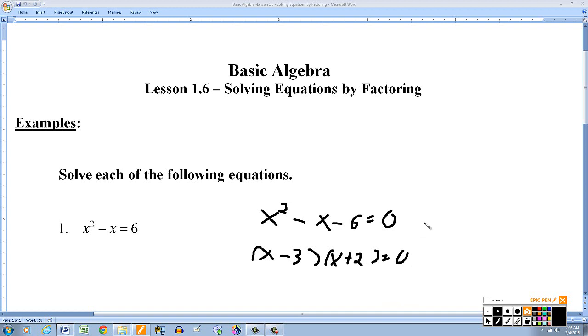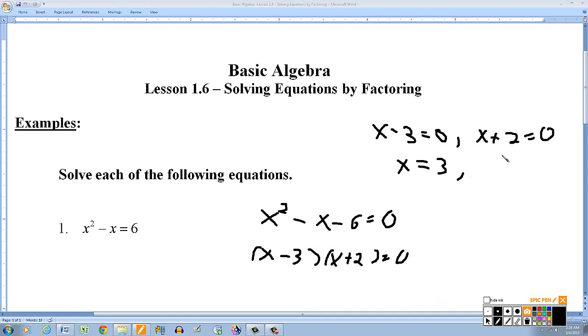So basically what we do is we set each factor equal to 0. So we take x minus 3, set it equal to 0, and x plus 2, set it equal to 0. And then we just solve. These are two linear equations, that is, first degree equations. On the first one I add 3 to both sides to isolate the x. So minus 3 and 3 cancel. 0 and 3 is 3, so I get x is equal to 3.